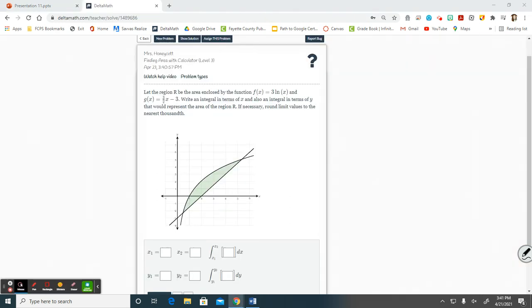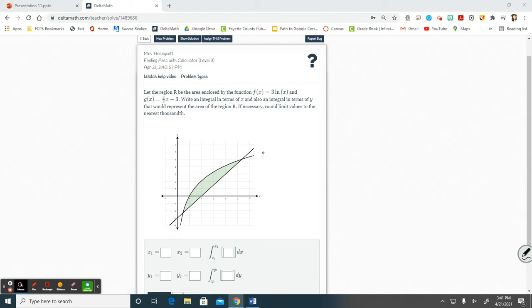Now, when you run into these on Delta Math, they'll have you set up two integrals, one with respect to x and the other with respect to y. So one being you're finding the area doing top minus bottom, and the other meaning that you're finding doing right minus left. So let's do top minus bottom first.